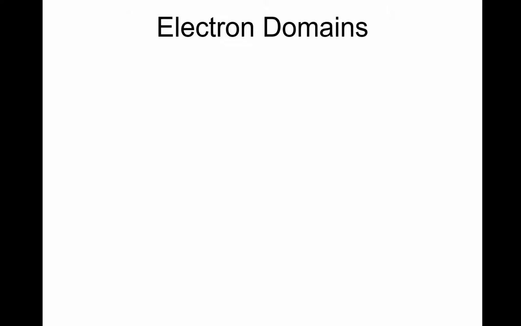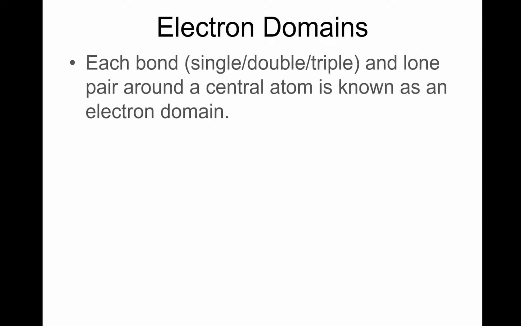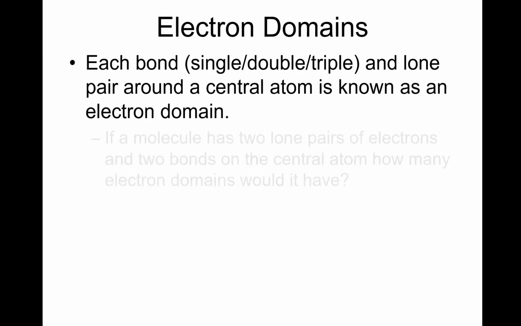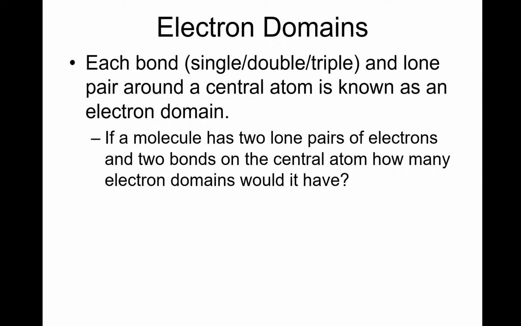Now, I'm going to do a couple more examples in a moment, but I want to talk about electron domains because those are going to be really important going forward. Every bonded atom, whether it's a single, double, or triple bond, and lone pair around a central atom is known as an electron domain. And these are going to help us determine the shapes of molecules later. So if a molecule has 2 lone pairs of electrons and 2 bonds on the central atom, how many electron domains would it have?